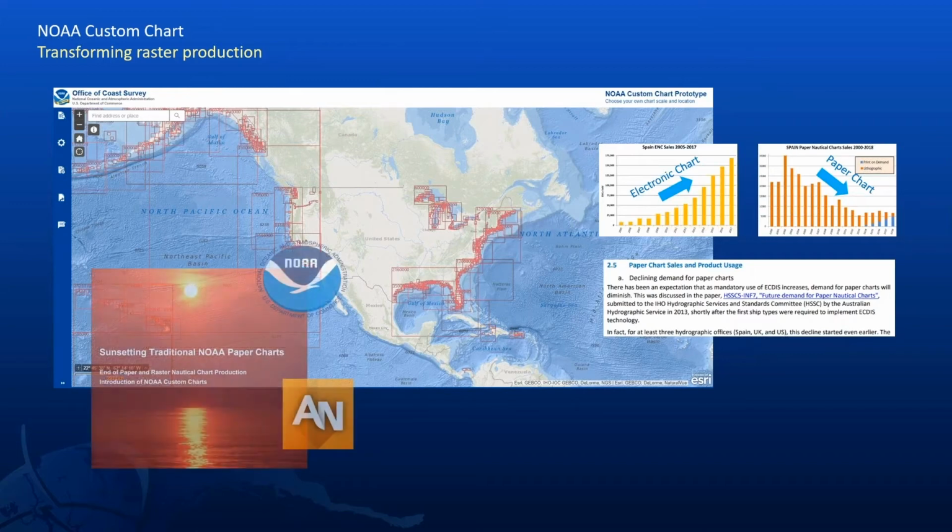If you want to learn more about what NOAA is doing here, why they're making this decision to essentially sunset their traditional paper charts, and how they're doing it, they have a document that you can read called Sunsetting Traditional NOAA Paper Charts. There's also an article in the latest ArcNews about this that interviews some folks from CHS in Canada and NOAA as well.